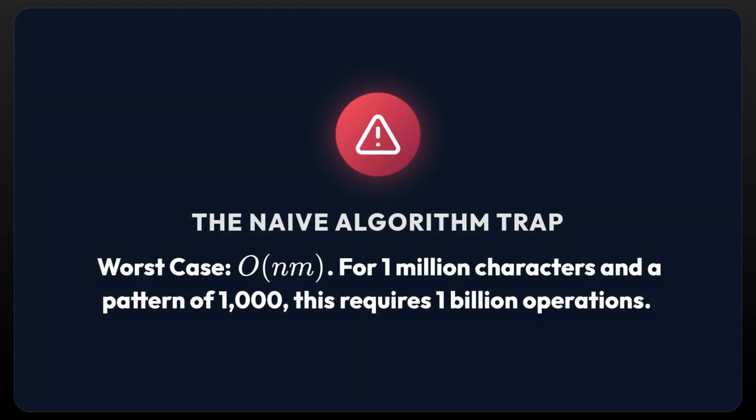The naive algorithm aligns the pattern with the text and checks character by character. If a mismatch occurs, it shifts by 1 and starts over. In a worst-case scenario, such as a repeating pattern in a repeating text, the complexity explodes to big O of n times m. For large inputs, this creates a computational bottleneck.